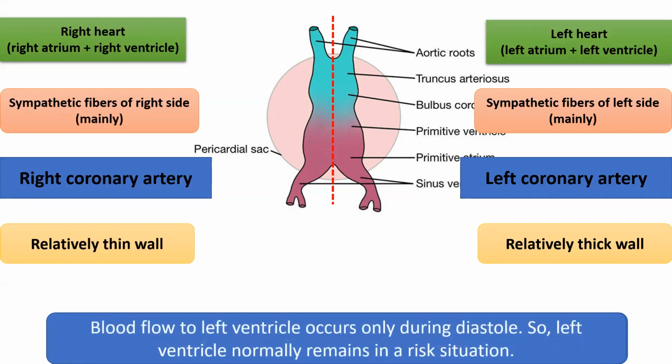The blood flow to the left ventricle occurs only during diastole, not during systole, because during systole the blood vessels are squeezed in between the myocardium, the muscles. So the left ventricle receives blood supply only during diastole. During systole, the left ventricle receives no blood supply at all. That's why the left ventricle normally remains at risk of developing ischemia.